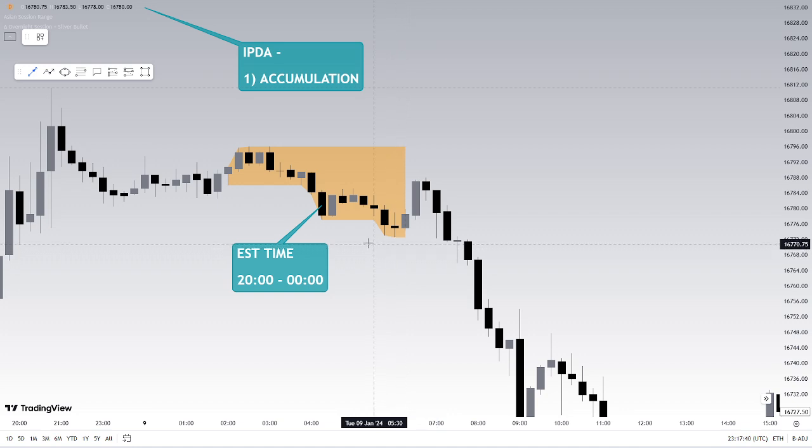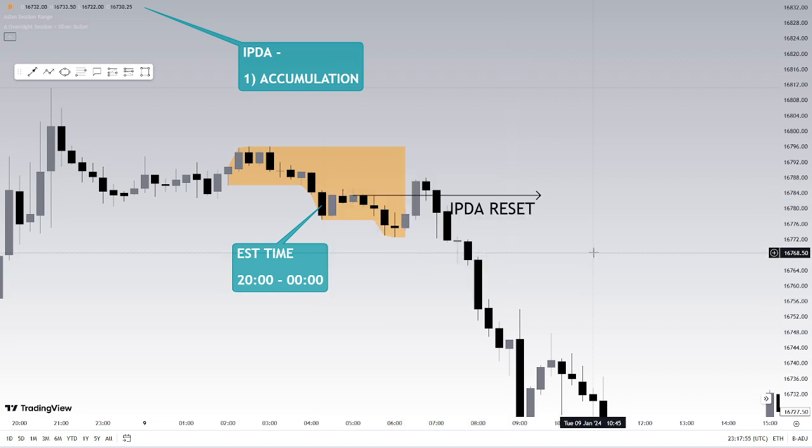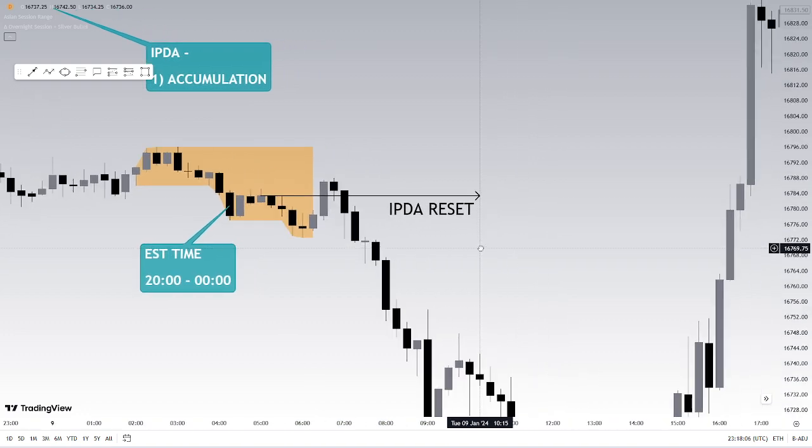So where are we now? 5:15 over here is going to be the IPTA reset. So this is the New York midnight opening price, or the IPTA reset. Now the IPTA reset is important because this is essentially our data point in price. This is an incredibly important data point, especially if you're an ICT trader. Simply put, with the IPTA, you want to buy below the IPTA reset. So you want to buy below the New York midnight opening price and you want to sell above.